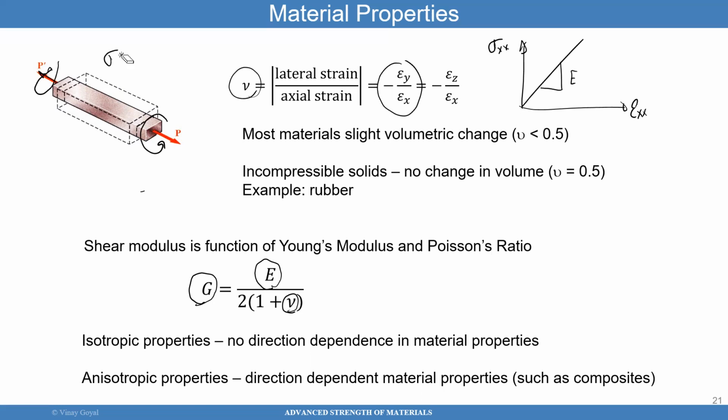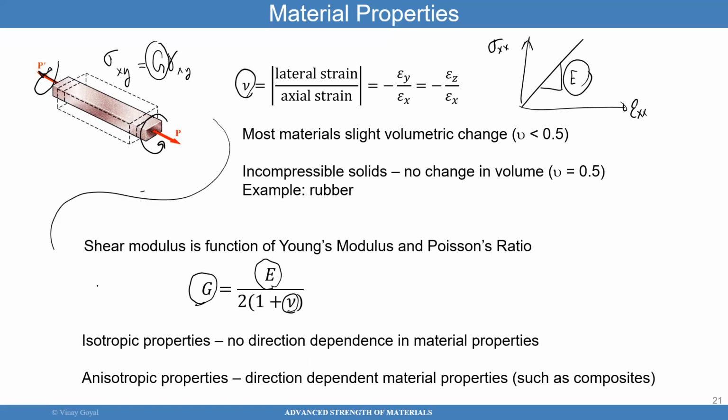And that test will give me sigma xy equals G times gamma xy. What is incredible is that this E, this Poisson ratio, and the shear modulus, they're all related through this expression. That is what's incredible about it, in that very simple way. I already covered what isotropic materials are, so we'll just keep moving.